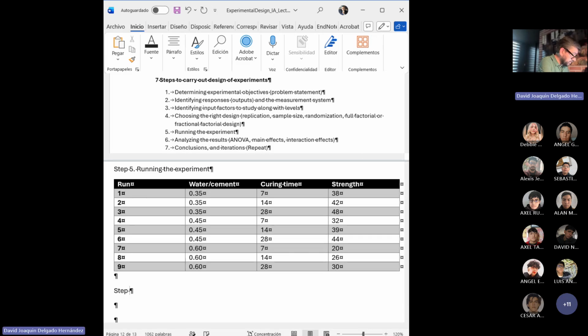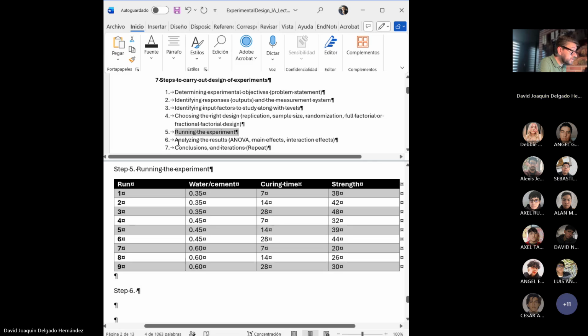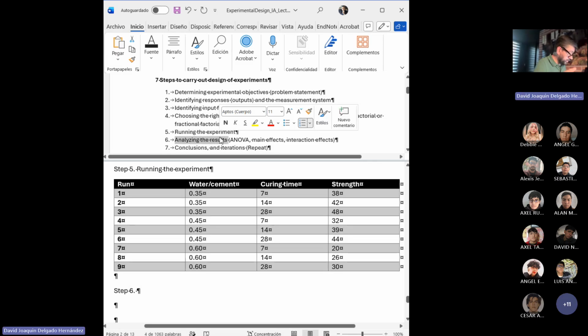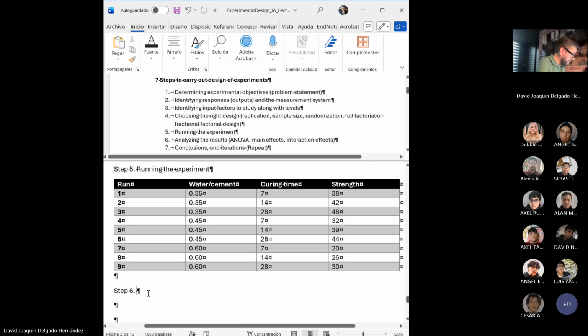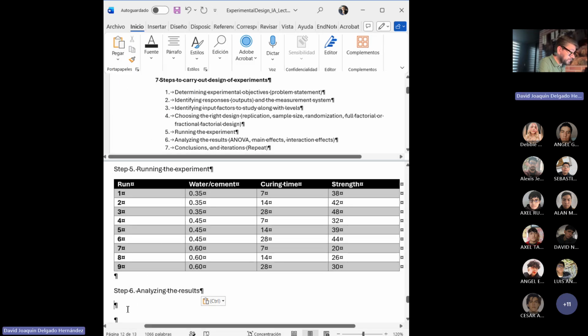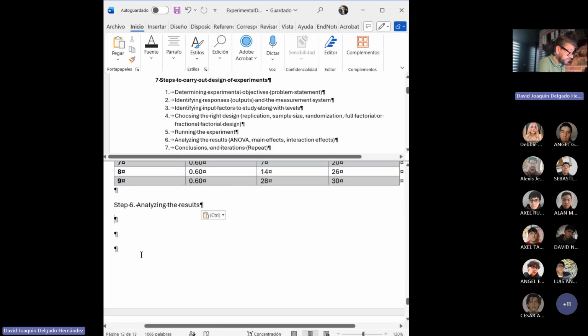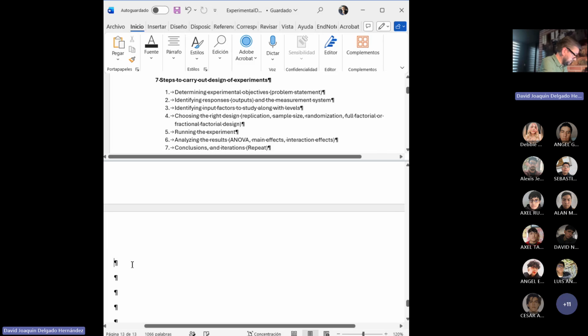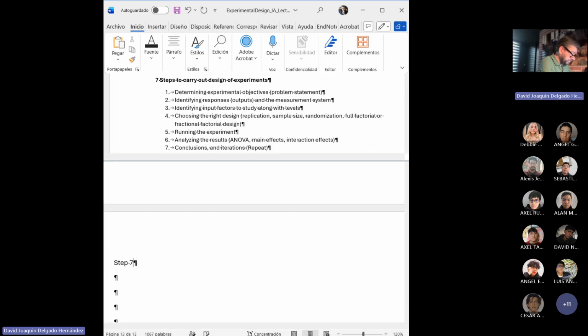So step number 6 is related to analyzing the results. I am going to share with you a new script of Matlab for analyzing the results. And again, step number 7 will be the conclusions. I left this in blank. So let me share with you.